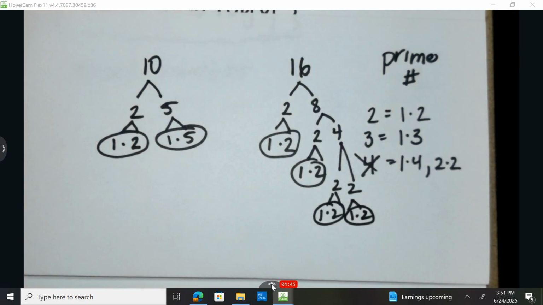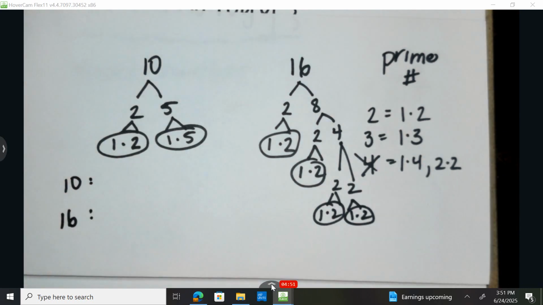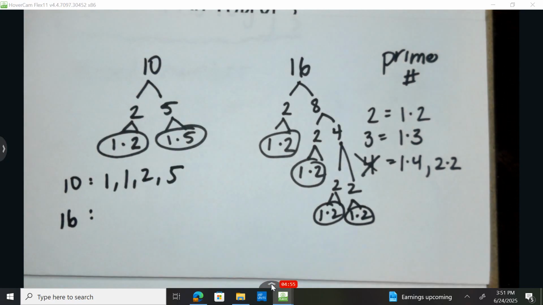So each one of the branches at the end can only be prime numbers. Now I'm going to write 10 and 16, and list out these values. So we have 1, 1, 2, and 5. I'm putting the numbers in ascending order. That means smallest to largest.